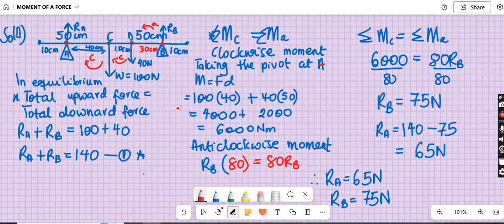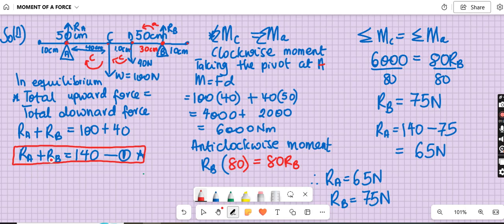All right. So how about if we want to work with the pivot at B? We've already established our equation 1. Yes, we are going to use that. But then now our clockwise moment and anti-clockwise moment will change. So if we look at B, then we are going to consider the weight of 100 Newton and then the object of 40 Newton. Now these two will be clockwise moments.